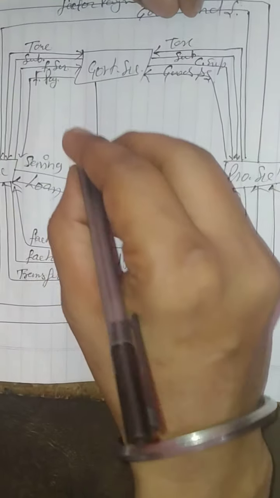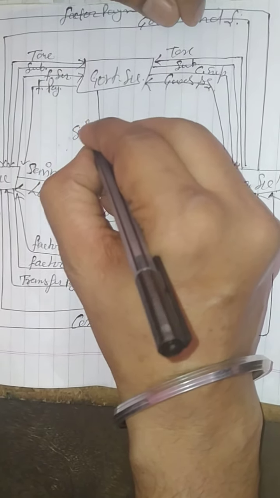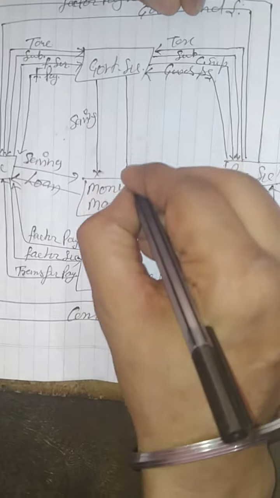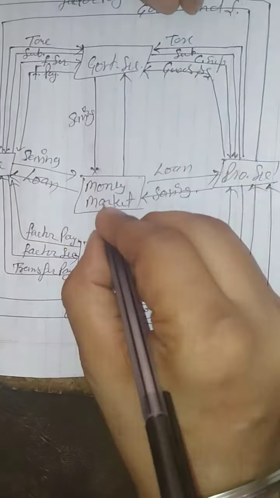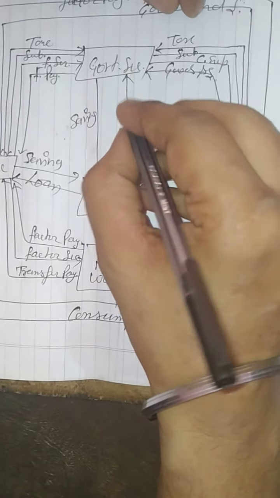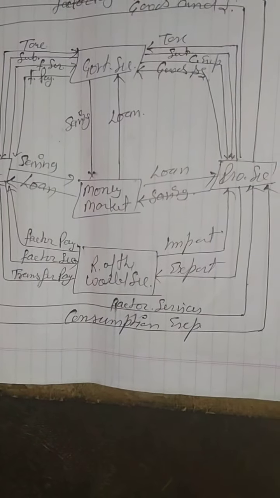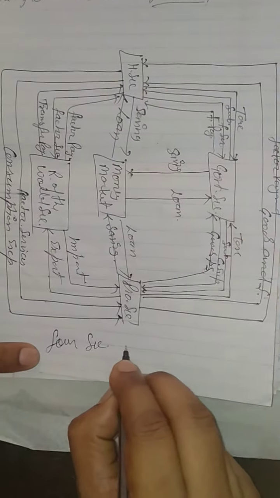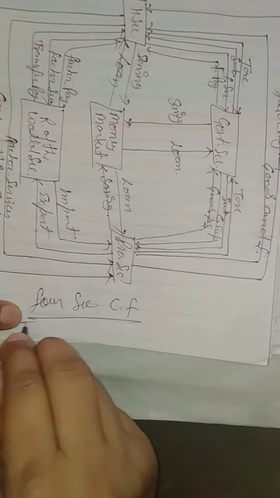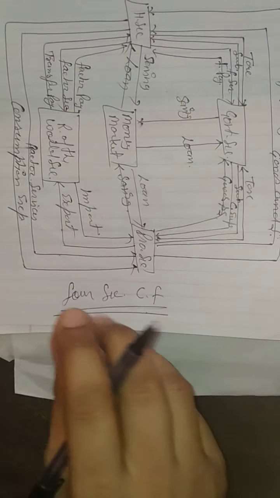Government also save some amount, deposit in money market. Government receive some loan from money market. That's your 4 sector circular flow. Clear?